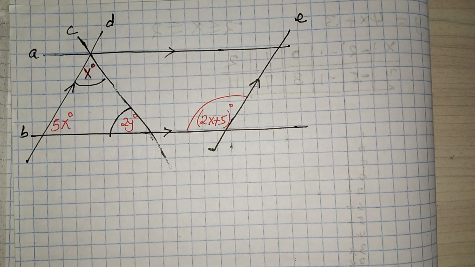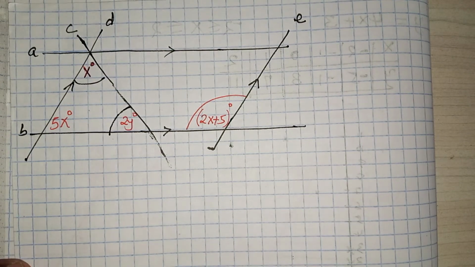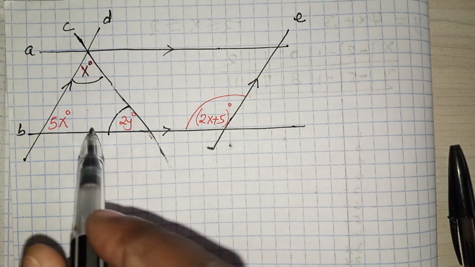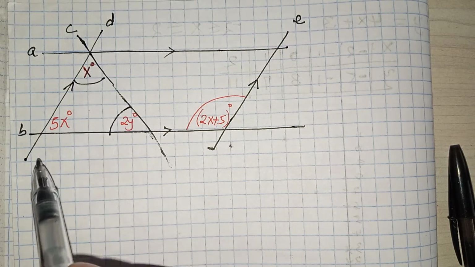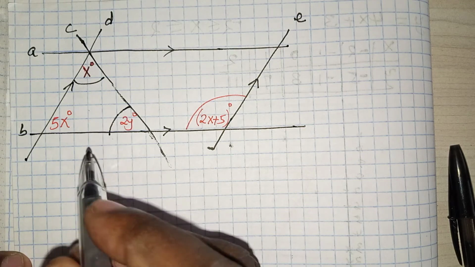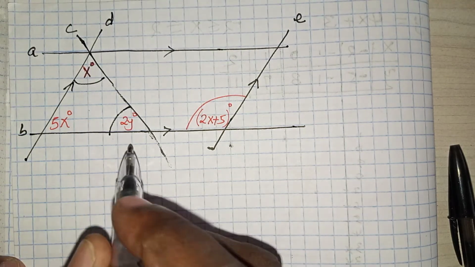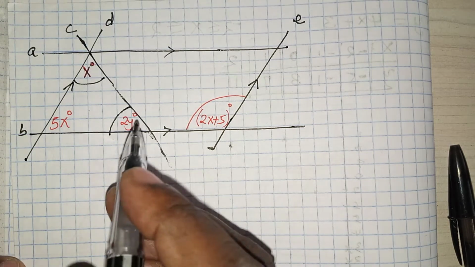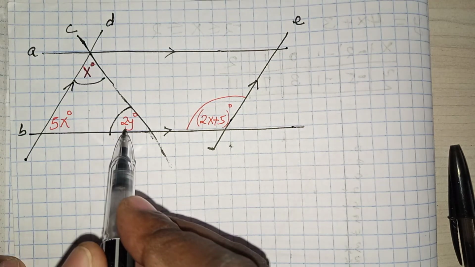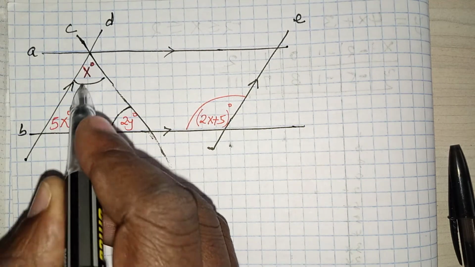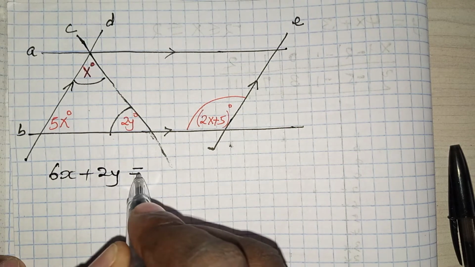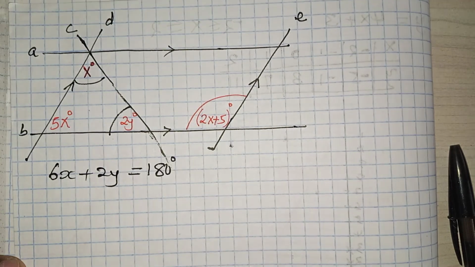What we must understand is that the angle properties are all going to be in use here. For example, if we look at this triangle, then we are saying the angle sum of a triangle, the interior angles of a triangle add up to 180 degrees. So it goes without saying that 5x plus x, which is simply 6x, plus 2y should give us 180 degrees.